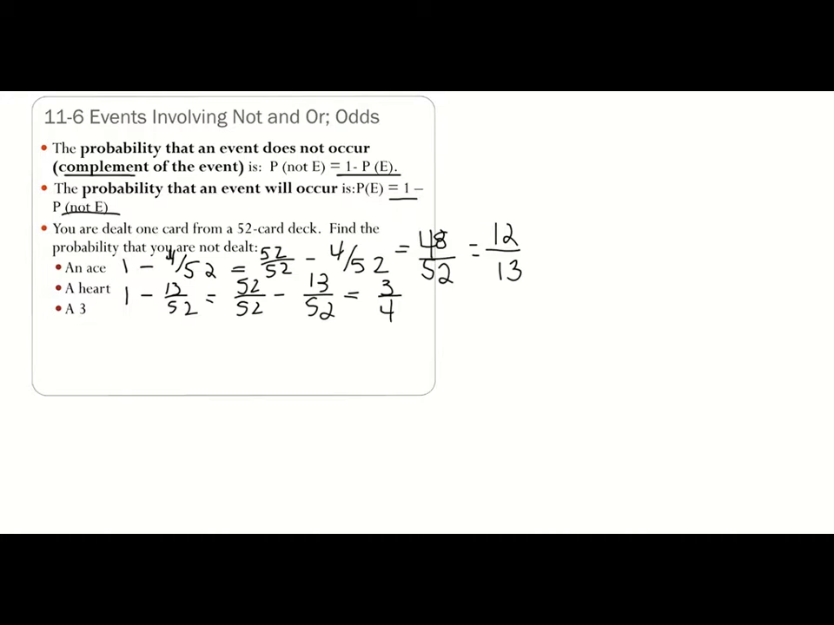And then the probability of drawing a 3, again, there are 4 3s, so it will be 1 minus 4 over 52, which would be similar to the problem up here. It's going to simplify to 12/13.